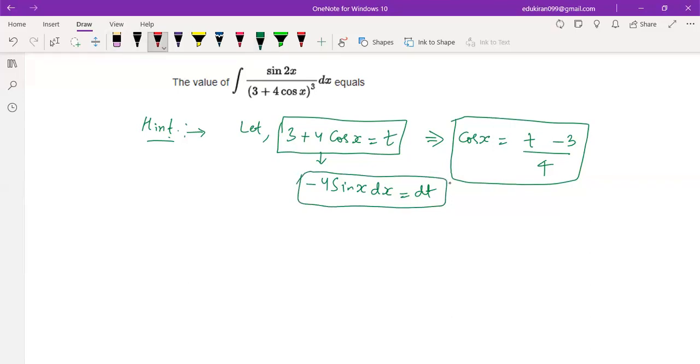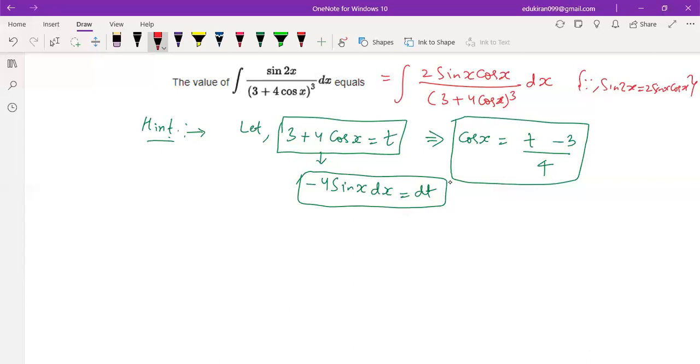Now, one step which you will do here is, you will change sin 2x as 2 sin x cos x, by (3 plus 4 cos x) whole cube. So this is the trigonometric identity which we are using, because we know that sin 2x is equal to 2 sin x into cos x. Now here we will substitute properly. So you can use this and do the further calculation.